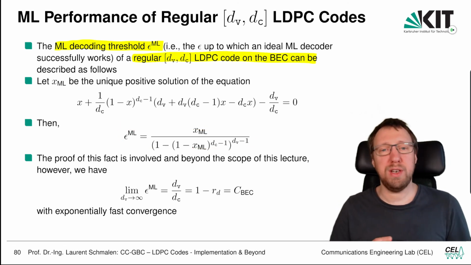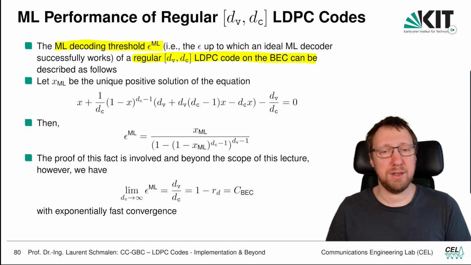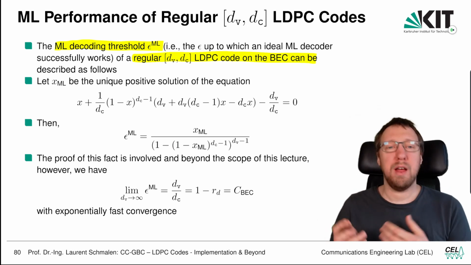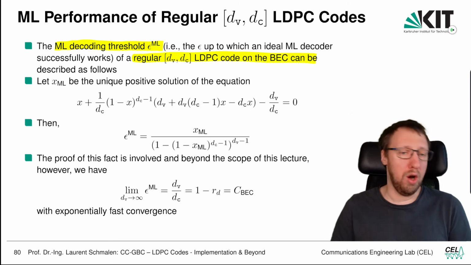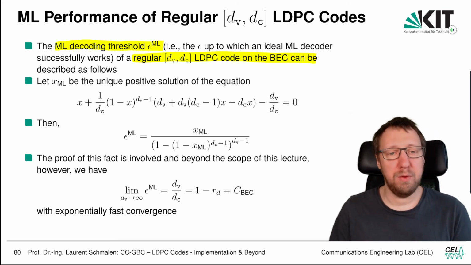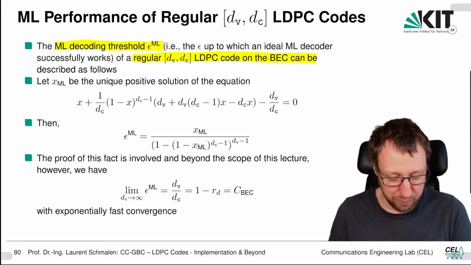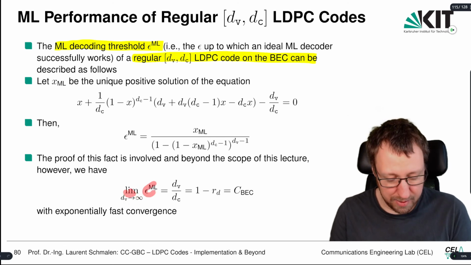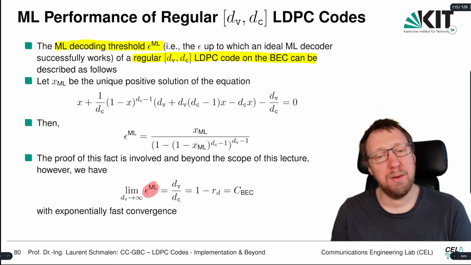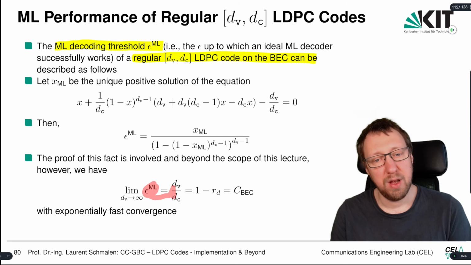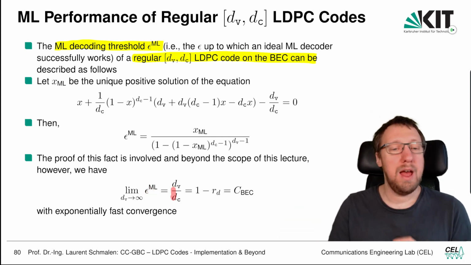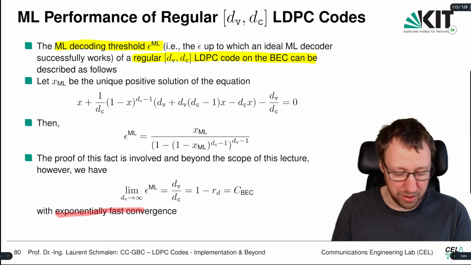Proving this is pretty hard. It's by no means trivial. You need to use a lot of tricks and a lot of additional insight into the analysis of codes, and therefore we just give the final result. You can actually prove that as dv goes to infinity, the maximum likelihood decoding performance approaches dv over dc, which is 1 minus the rate, which is the capacity of the binary erasure channel. And this convergence is actually exponentially fast.